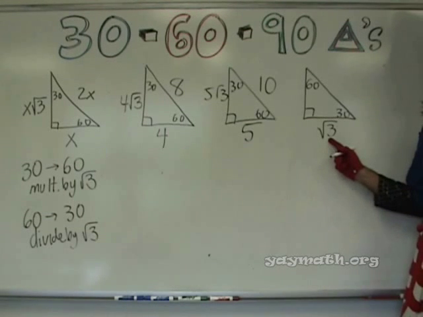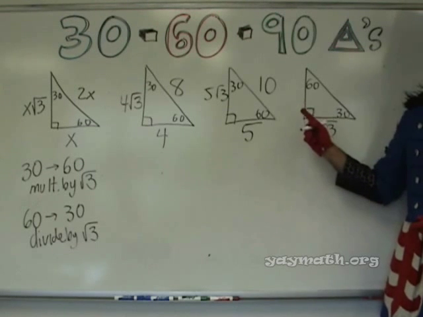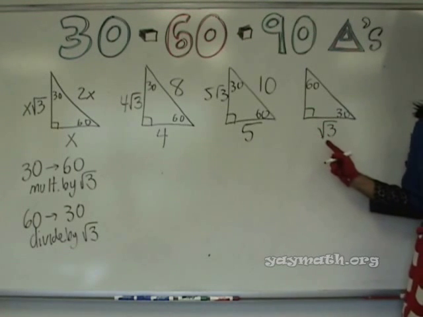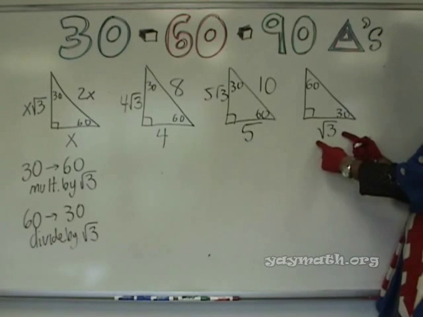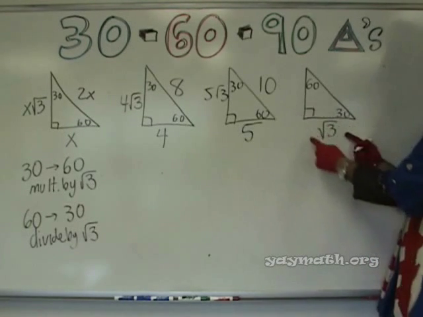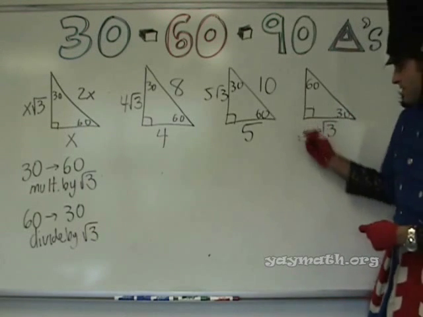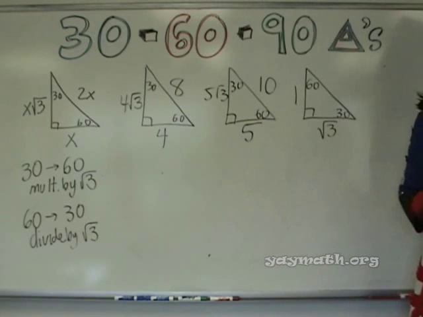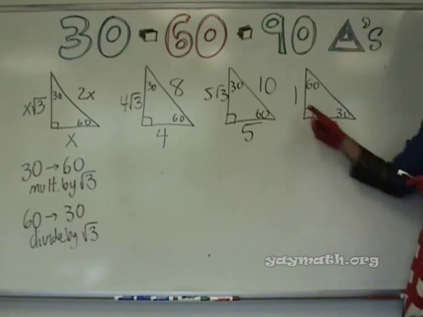So, how do we go? What's this divided by the square root of 3? Right, 1 over root 3. This is the 60 side, and we want to get to the 30 side, so we divide by the square root of 3. So it would be 1 over root 3. Questions? We just divided this by the square root of 3.